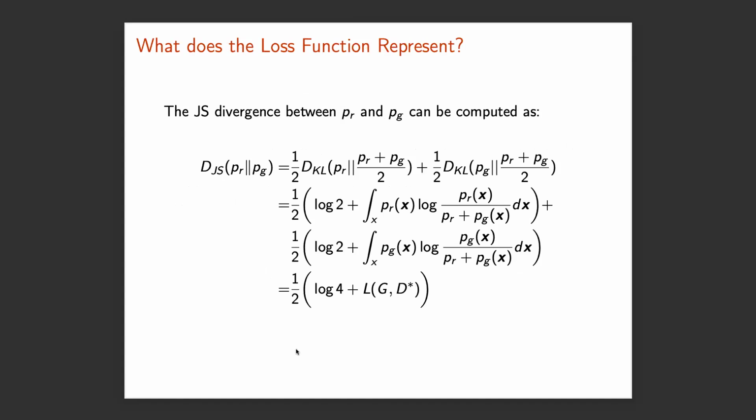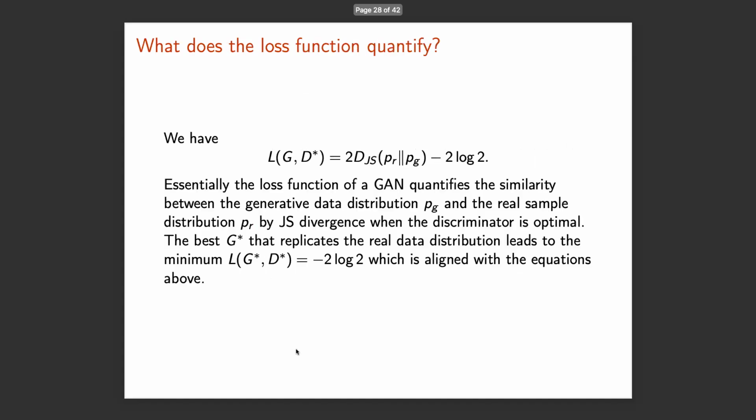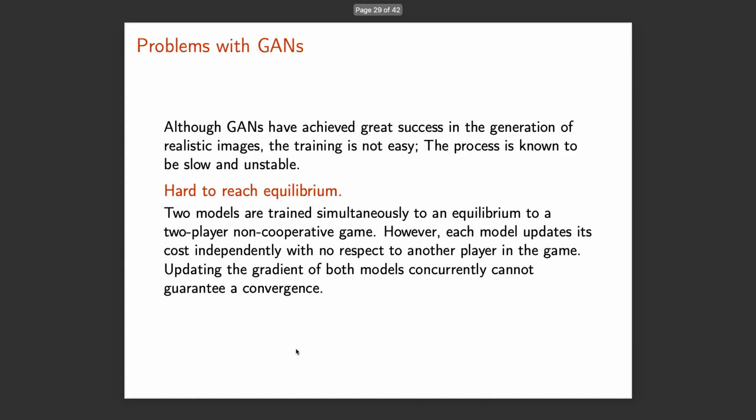I'm going to skip some of these things here, and you can look them up. There are some problems with GANs. They are pretty popular, but it's actually hard to reach equilibrium. They are trained simultaneously to an equilibrium, in a two-player non-cooperative game. However, each model is updating its cost independently with no respect to the other player in the game, and so updating the gradient of both models cannot guarantee convergence. That's a problem with GANs.